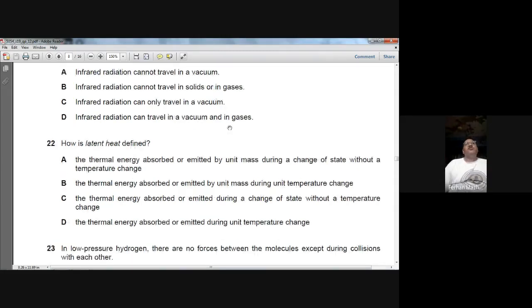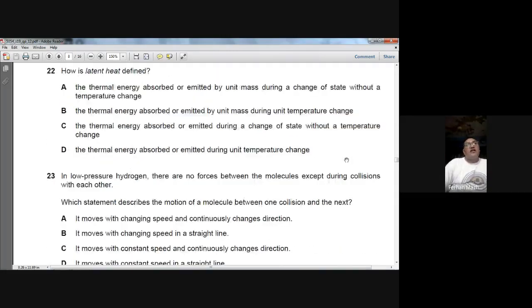Question number 22 is on your screen. How is latent heat defined? Latent heat is the heat absorbed or given out when the state change is taking place in a body without any change in the temperature. The thermal energy absorbed or emitted during a change of state without a temperature change.